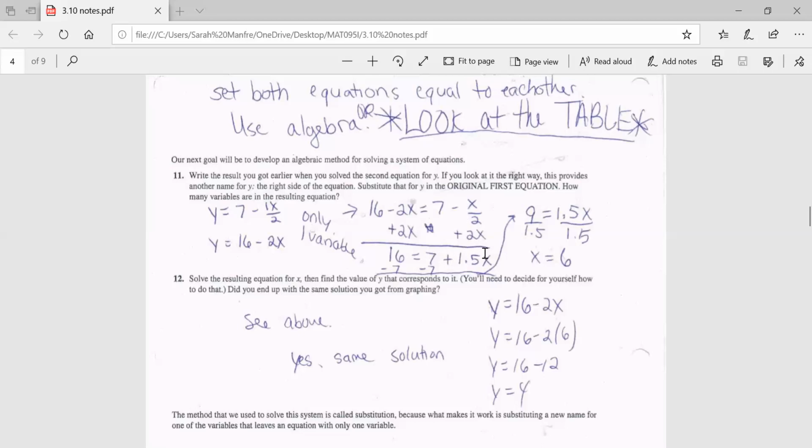Now I need to solve for x. So I'm going to bring the 7 over to the other side so I can get x by itself. I'm going to subtract 7 from both sides. 16 minus 7 is 9, equals 1.5x. Divide both sides by 1.5, and 9 divided by 1.5 is 6. And if you notice, that's the same answer that we got up above.